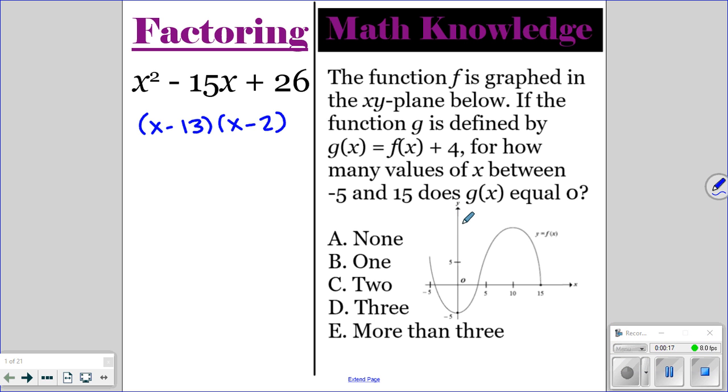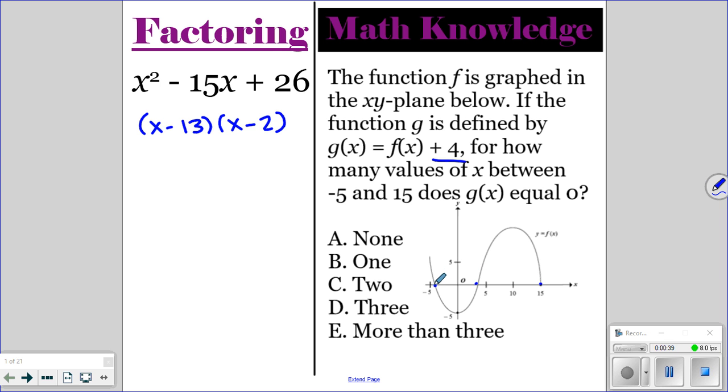For the math knowledge question, they give you the graph of f of x here, and they want to know about g of x, which they say is the graph of f of x shifted up by 4. It just takes it and moves it up by 4. And it wants to know, in between negative 5 and 15, where does it equal 0? Well, for f, it equals 0 at 1, 2, 3 places.